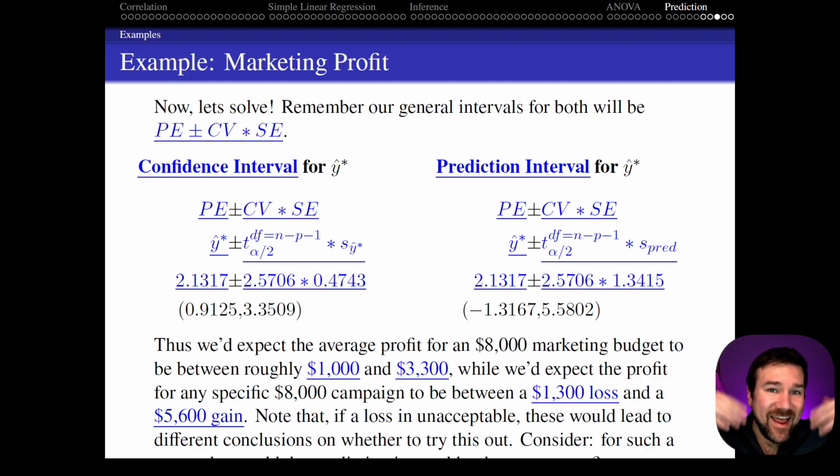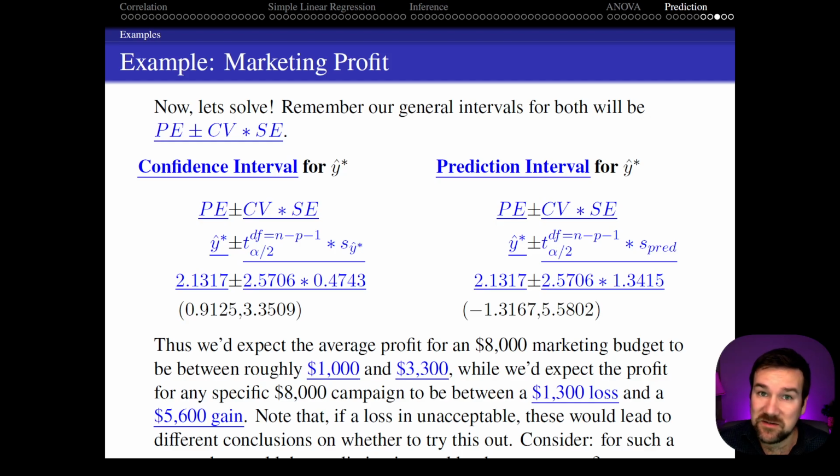Okay, so that's the average if I did that. On average, if I did it again and again and again, I'd expect the average return to be somewhere in there. Now, if I did a single one, remember, a single one can vary a lot more than an average. So if I did a single one, I'd expect the profit for any specific $8,000 campaign, any one, to be between a $1,300 loss and a $5,600 gain.